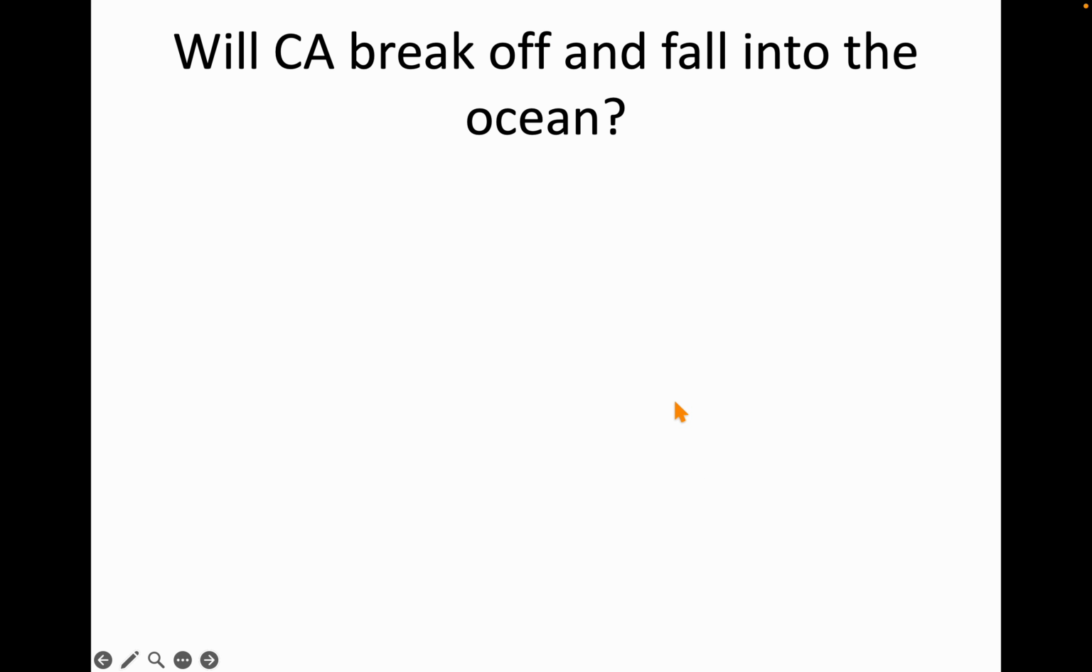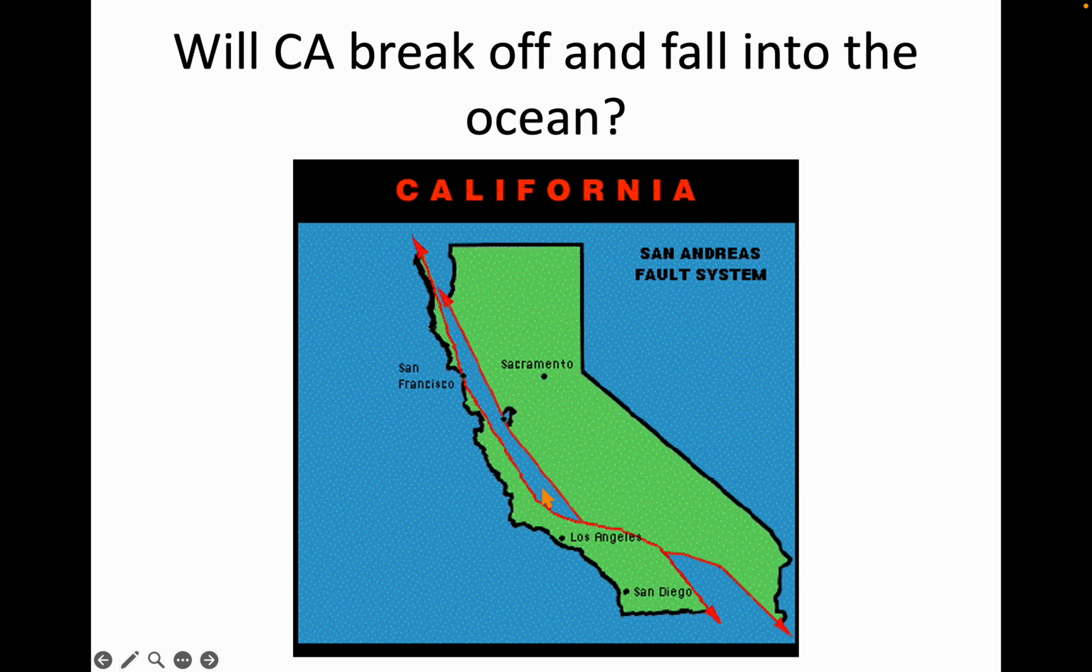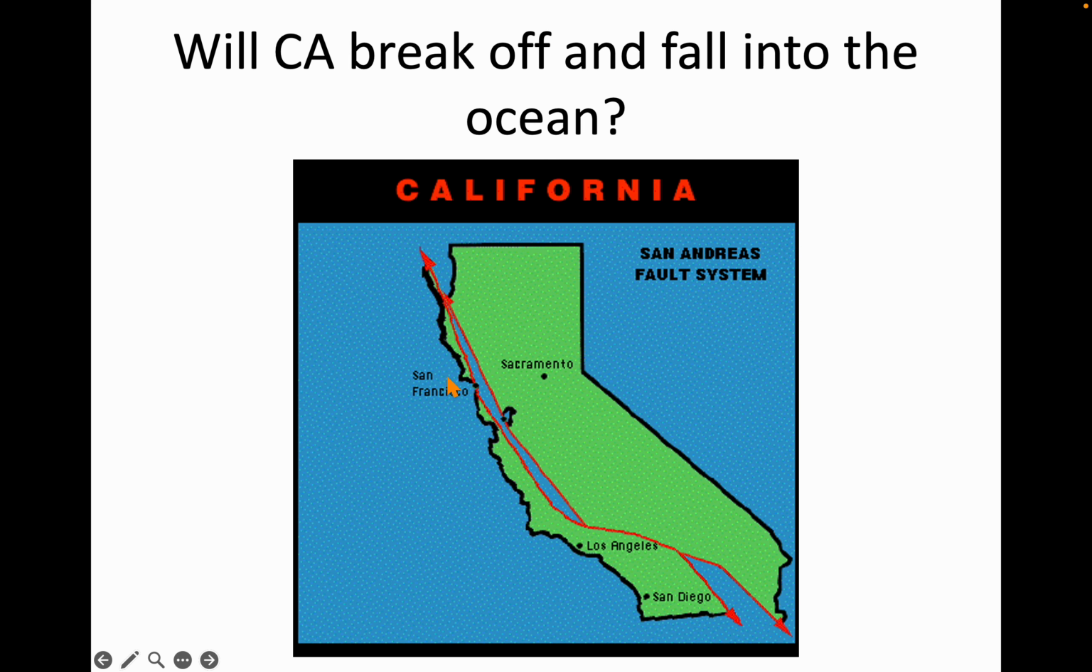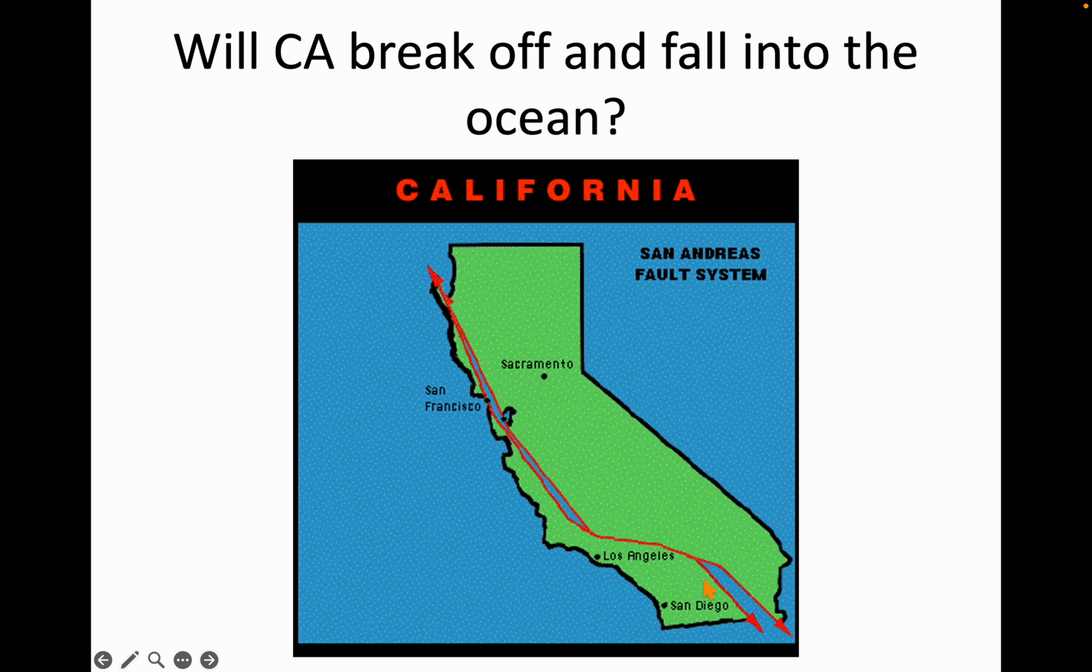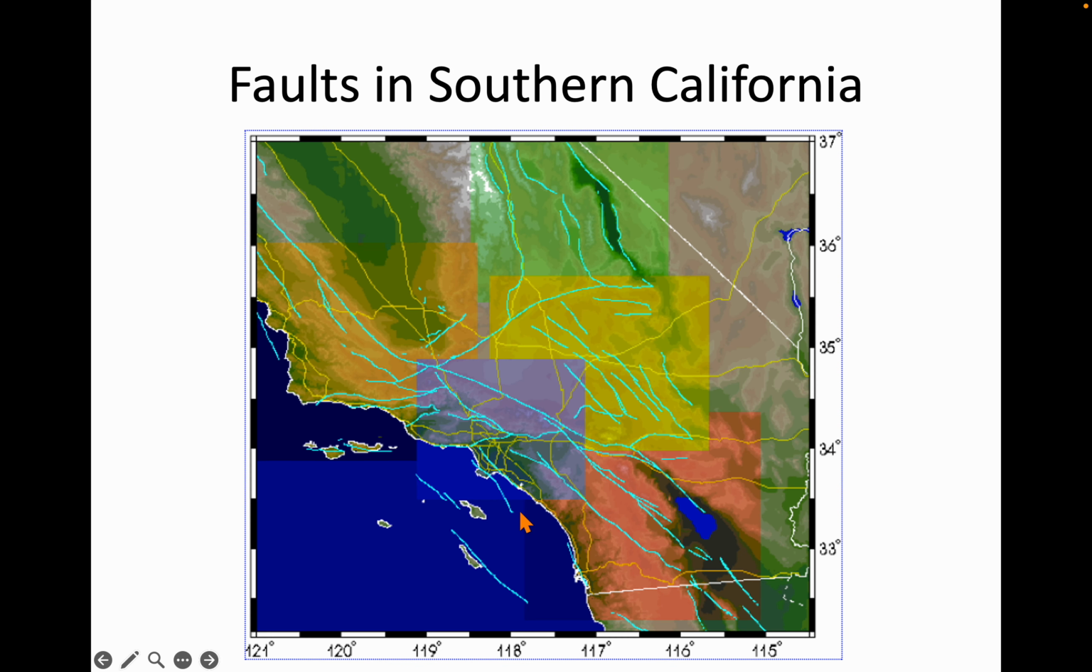Will California break off and fall into the ocean? Well, based on the tectonic plates, it's showing that California is gradually going to move away, part of it, from the United States. Okay, and all of these little lines that you see are faults.